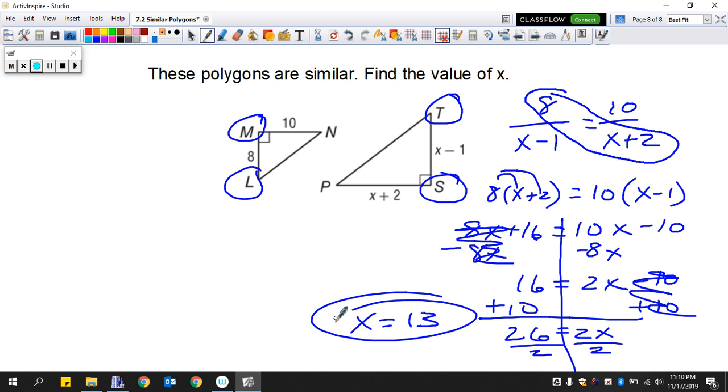All right. So that is the lesson on finding similar polygons and finding the different values of the variables that are used in similar polygons. So if you have any questions, make sure that you ask them to me, and we will talk to y'all later.